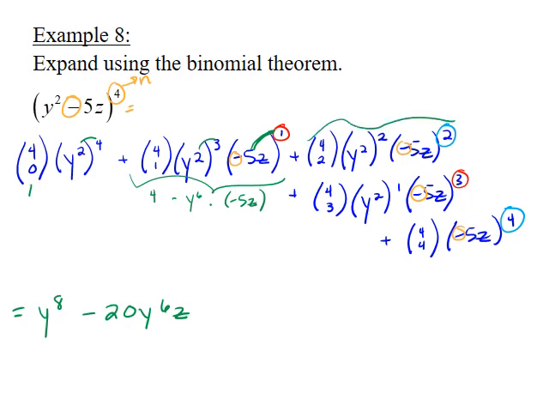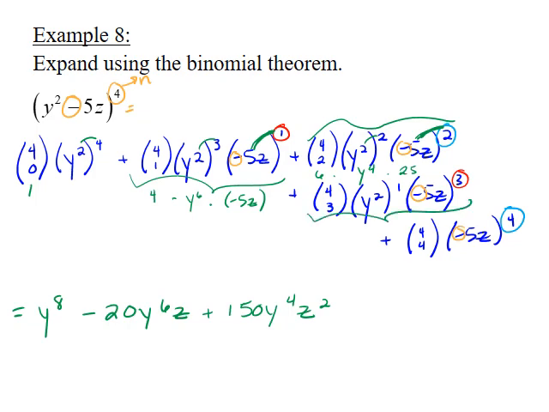Moving on to the next term, 4 choose 2 is 6. Power to a power, you multiply. Now this is negative 5 squared, so this will have a positive outcome of 25. So I'm going to have to multiply all of those, and I get 150 y to the 4th z squared.